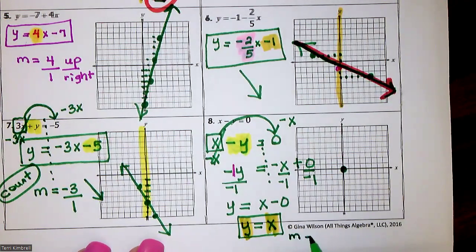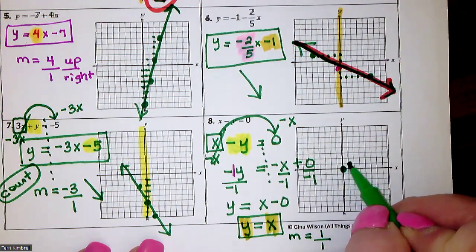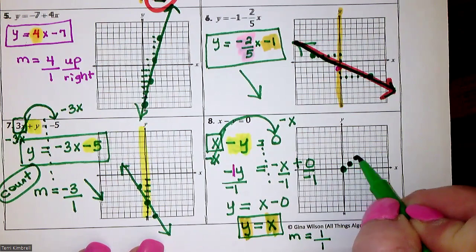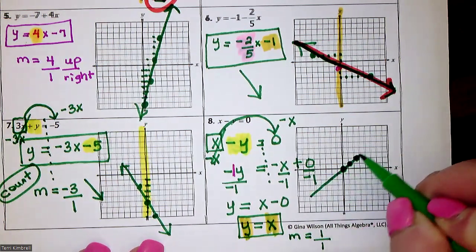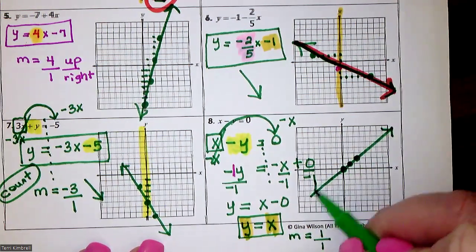The slope, if you see an x, is understood to be 1. So since we need a fraction, it's 1/1. So I'm going to go up 1, right 1, up 1, right 1. And then that line should be going upward.